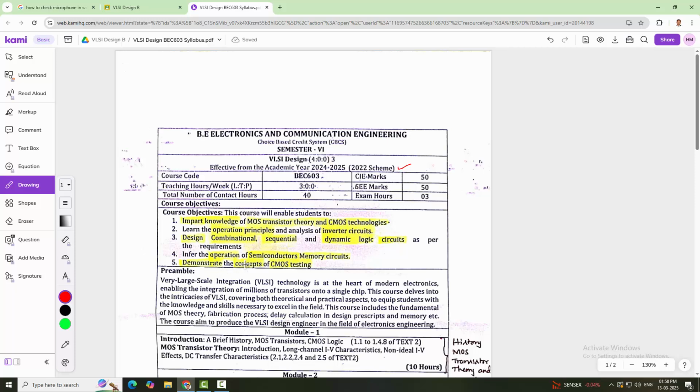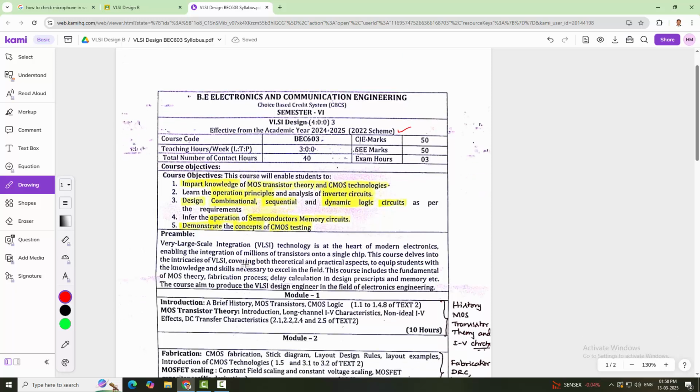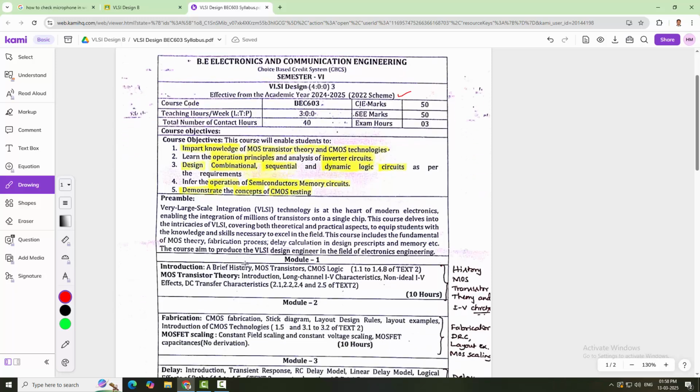Now let us have a look at the preamble of this course. VLSI, as we know, stands for very large scale integration, and it is a technology which is the heart of modern electronics, and this enables the integration of millions of transistors. In today's trend, it's going to be billions of transistors onto a single chip.